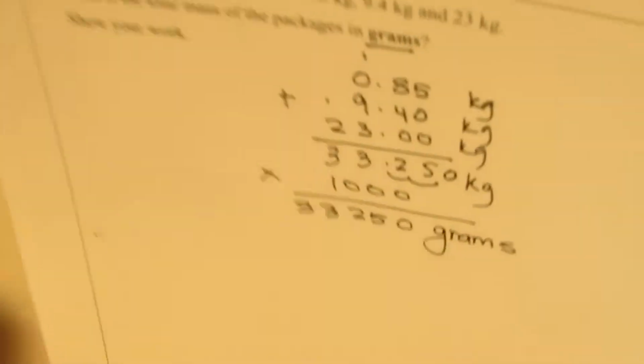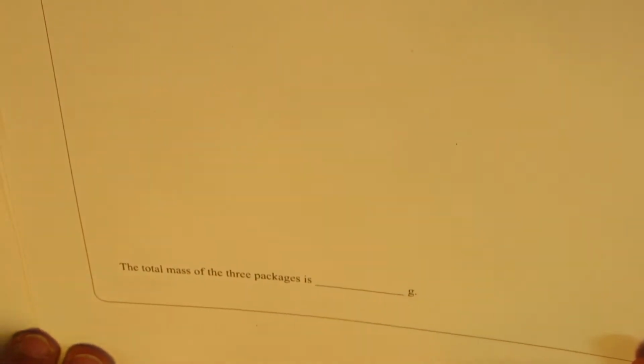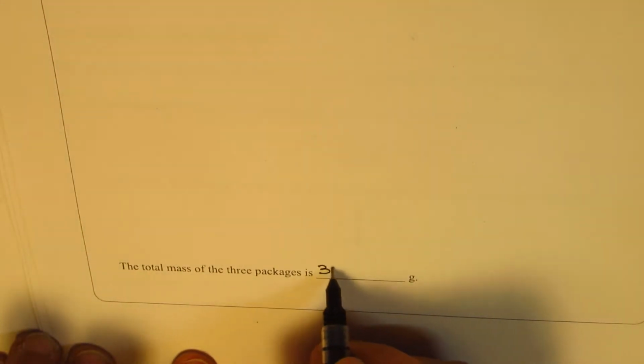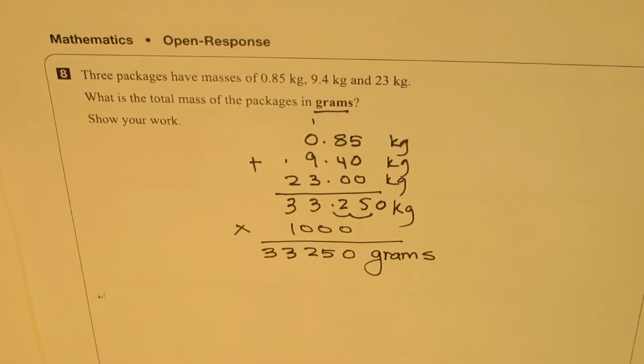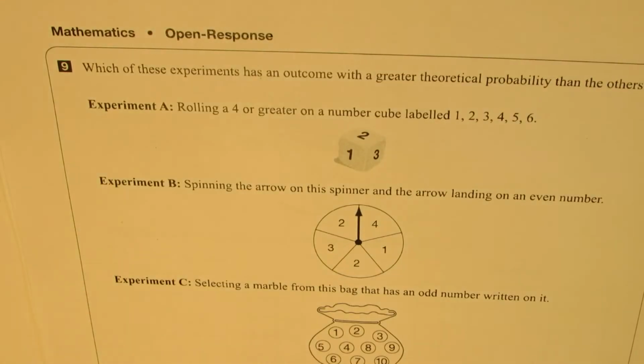Now you need to write this answer right at the end of this sheet also, right? This is very important. 33,250. Correct? I hope that is absolutely clear. Now, in any open response, you have to show all your work to get full marks or better grades, right?